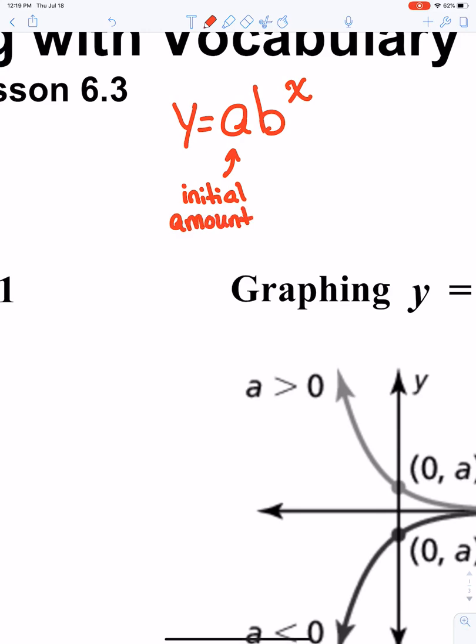Something that grows exponentially could be your bank account. So that would be your initial amount in your bank account. B is your growth or decay factor. So B decides whether the amount of money in my bank account is going to grow, or is it going to decay? Is it going to go down? I shouldn't say bank accounts. I should say stocks. So A is the initial amount you invest in your stock. B is the growth or decay factor, that it is either growing by, increasing by, or decaying by.